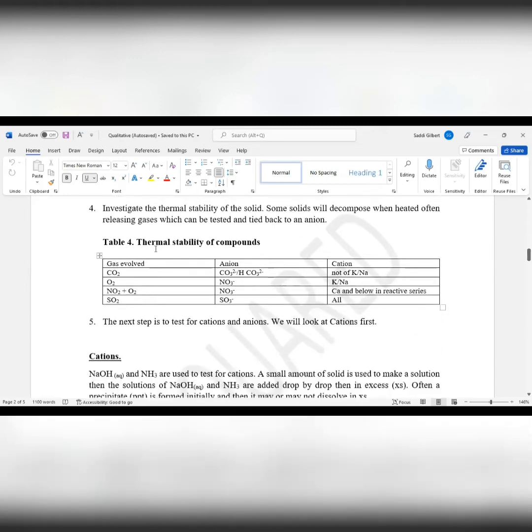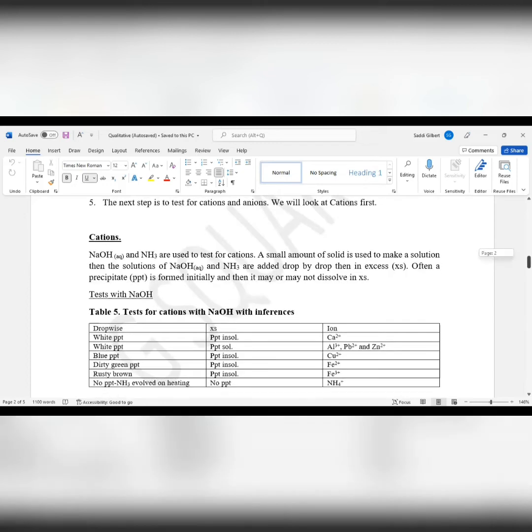Then you have the thermal stability of the compounds in terms of if you heat them, what would they produce? Notice here that sodium and potassium over here, they are very stable. So heating them really doesn't do much. It doesn't really identify anything. And of course, you're testing for your cations. You add sodium hydroxide followed by a little bit of ammonia. Okay. So you add sodium hydroxide dropwise, then you add some ammonia after that.